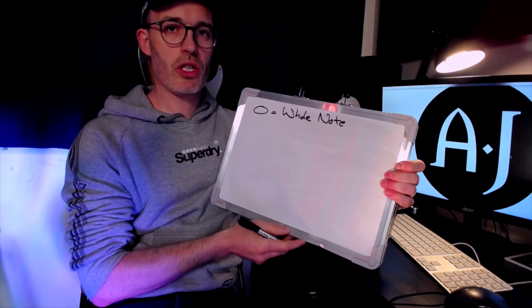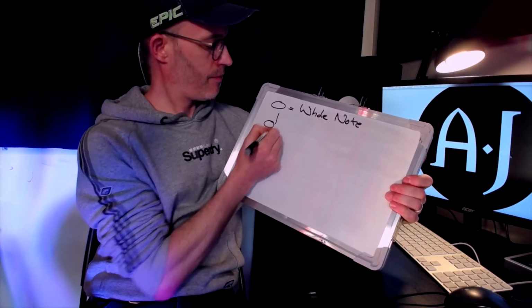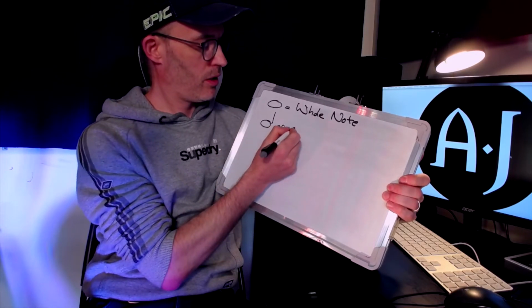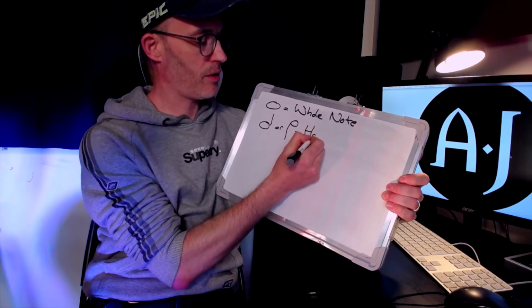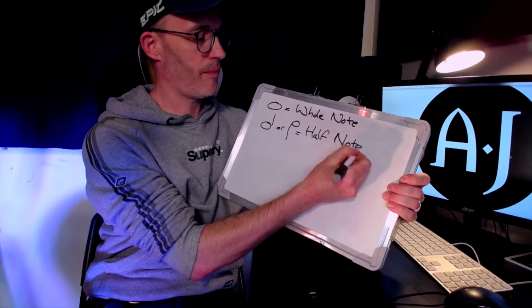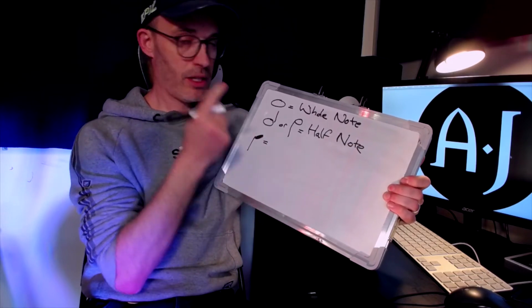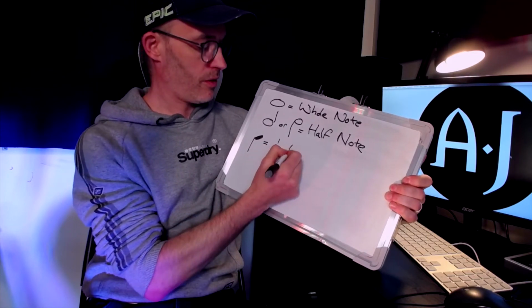In classical music, you'd call that a semibreve. A minim has a circle with a stem coming up, or a circle with a stem coming down. That's a half note, or it can be called a minim. I won't bother doing both stem directions. This is now called a quarter note, okay? So, quarter note.